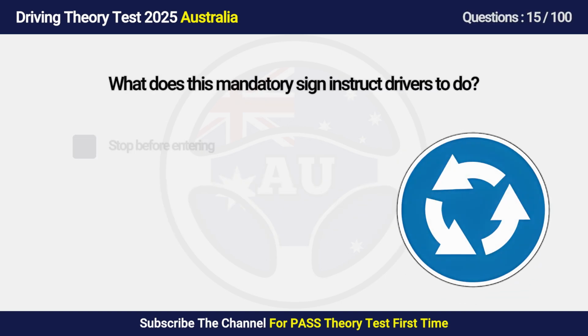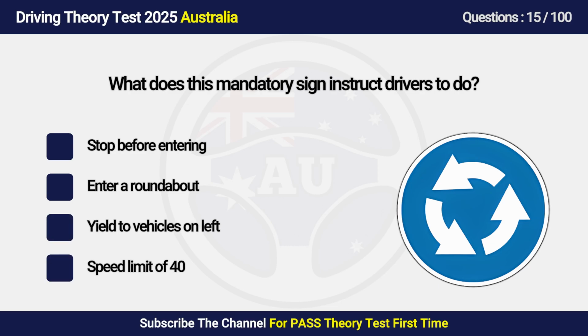Question 15. What does this mandatory sign instruct drivers to do? A. Stop before entering. B. Enter a roundabout. C. Yield to vehicles on left. D. Speed limit of 40.